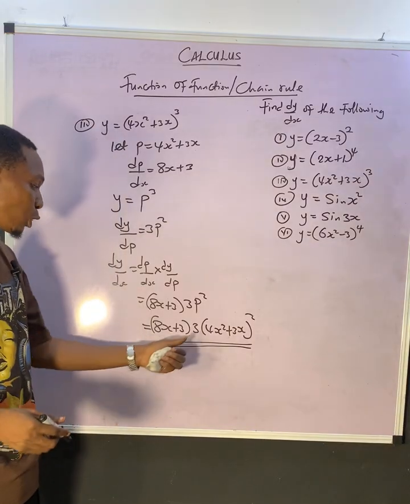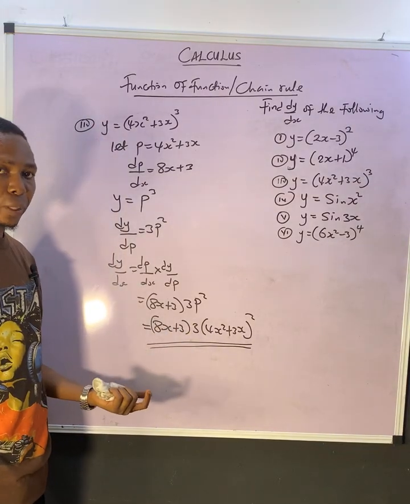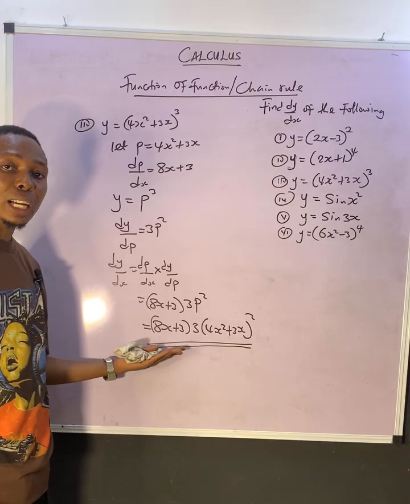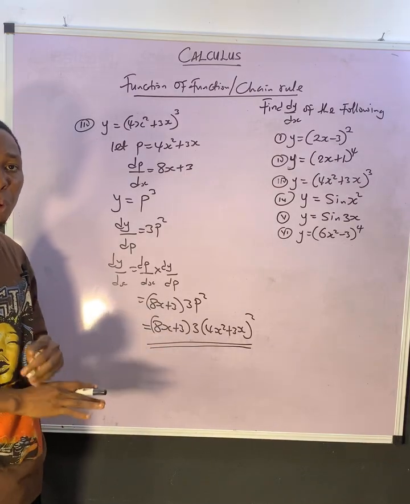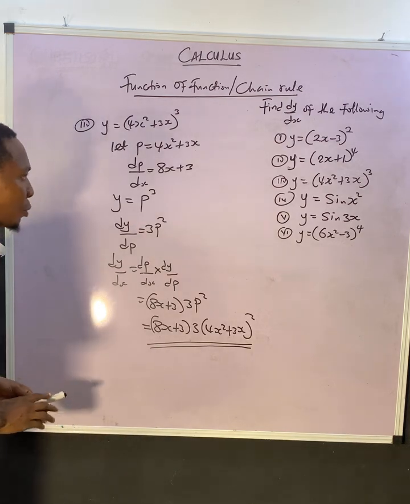You can also decide to use this 3 to open this bracket. It's still okay. So you can decide to leave your answer like this. It's still perfectly correct. Okay, so let's move straight to question number 4.